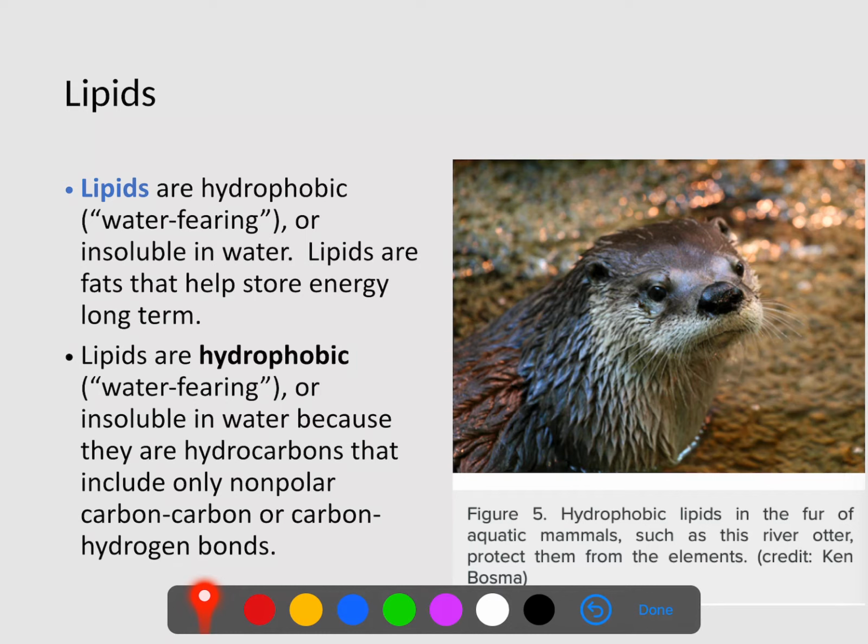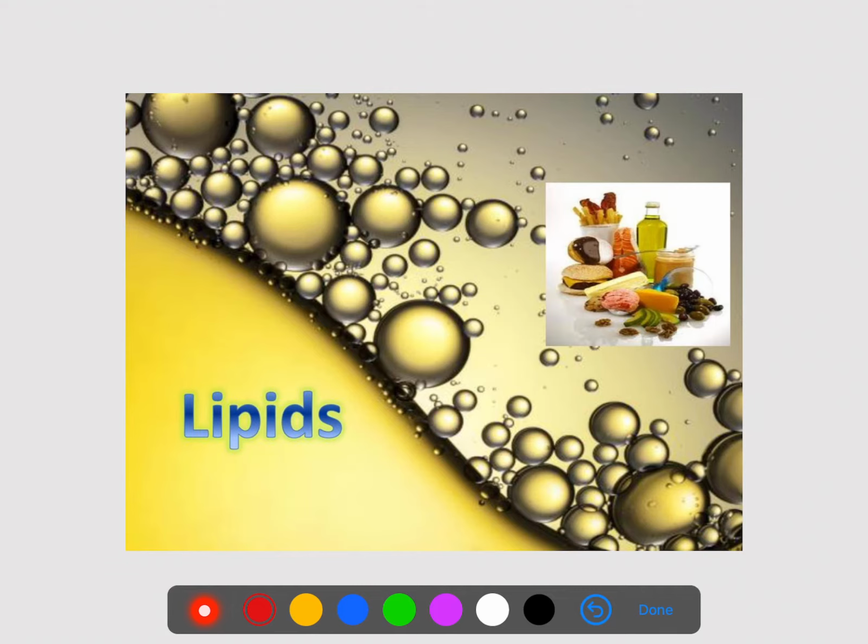So lipids are fats, and that's a key there. Lipids are fats. It's a long-term energy storage. So lipids are hydrophobic, water-fearing, or insoluble in water because those hydrocarbon chains, those long chains of carbons, are actually non-polar, and that means they are not able to be dissolved in water. So when you pour oil in water, what happens? It beads up like you see here, and it will not mix thoroughly. Given enough time, it'll just separate out.